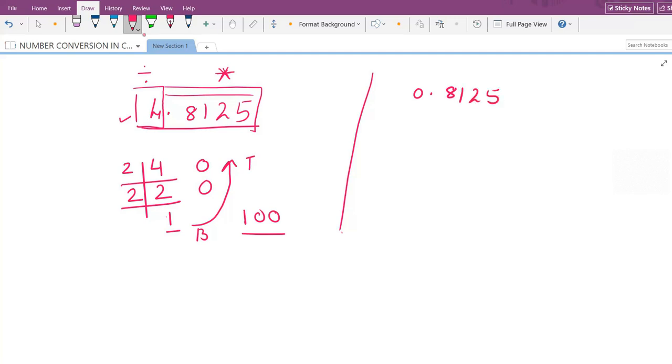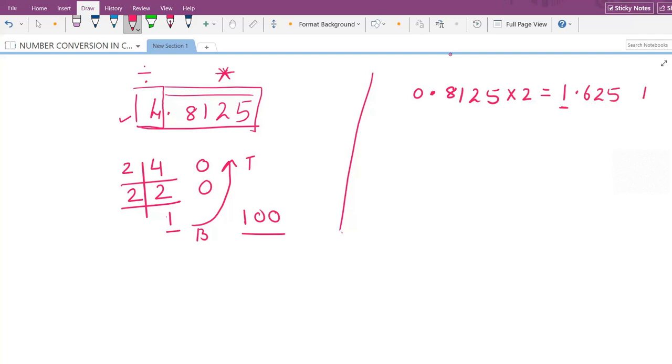0.8125. It is points. So I should not write it empty, you know, I have to put something. So that's a 0. And go for the multiplication. After the multiplication, what are you going to get? 1.625. And here we got 1. So on one side we will note down this 1.